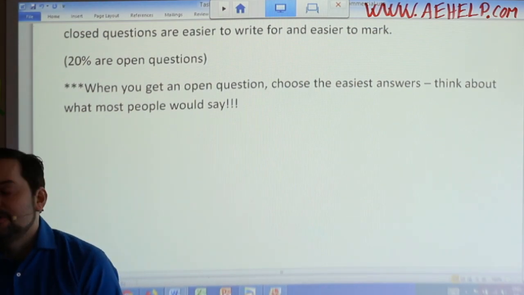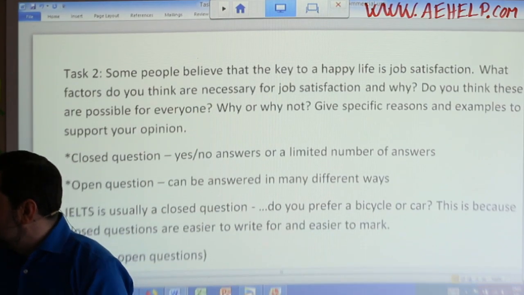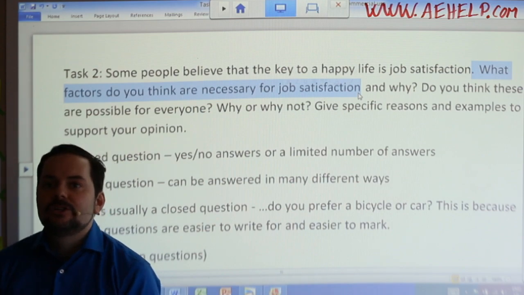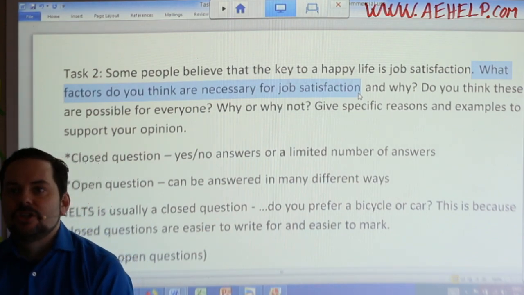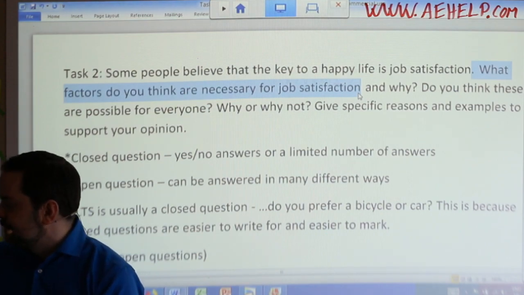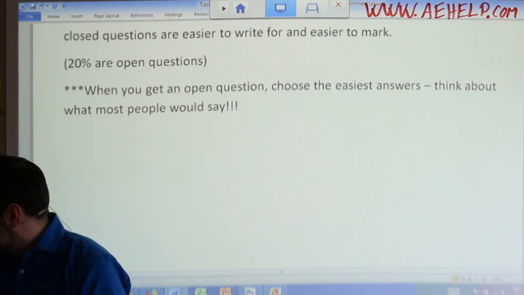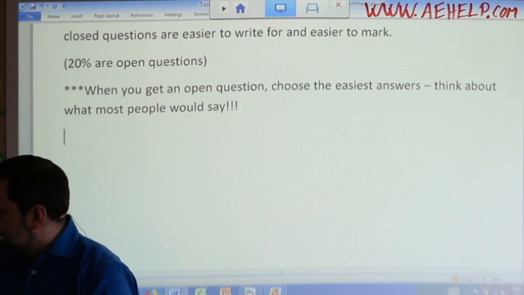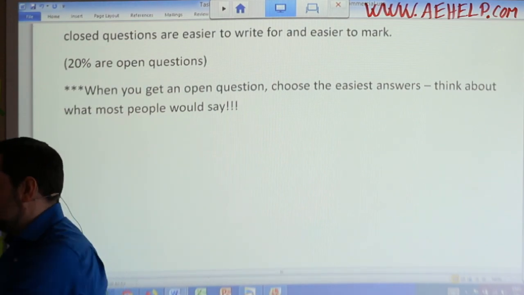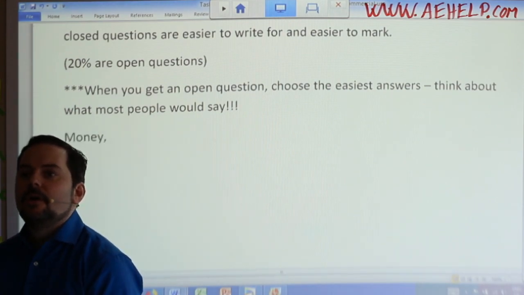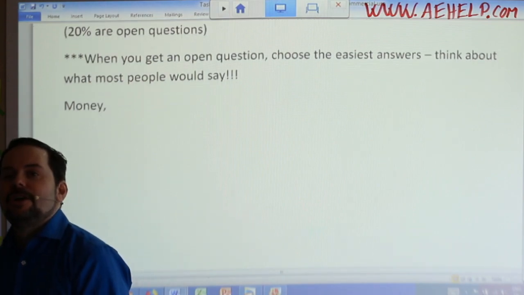So if I ask 100 people, what factors are necessary for job satisfaction, what do you think they would say? What will be the most popular answers? Okay, so salary, yeah, money is definitely one. Okay, so making a lot of money, sure.